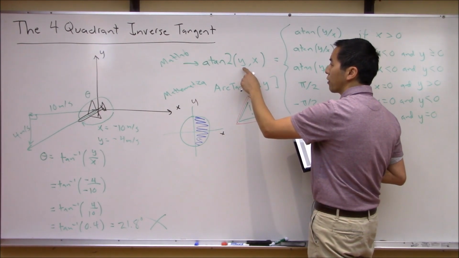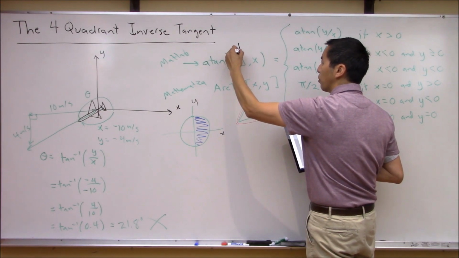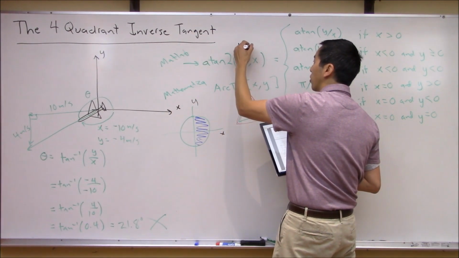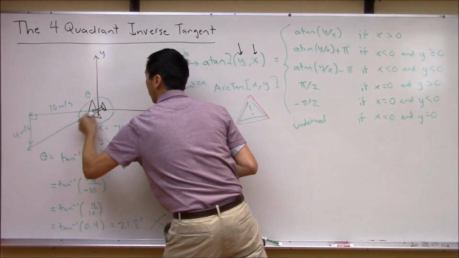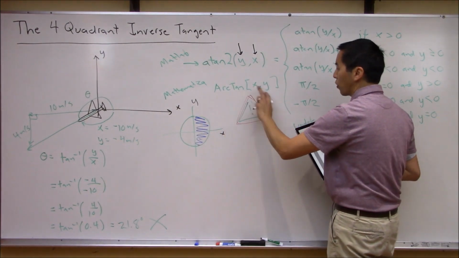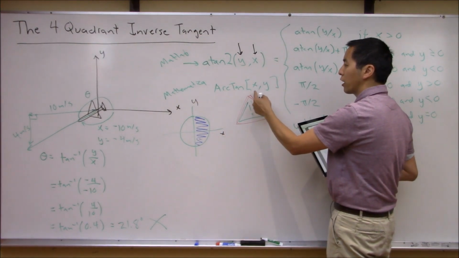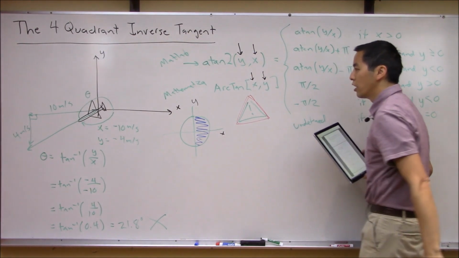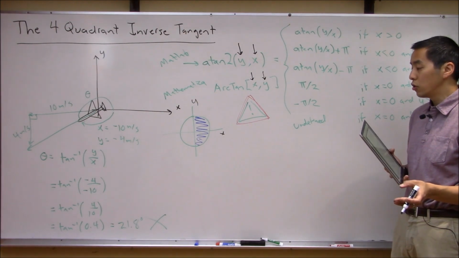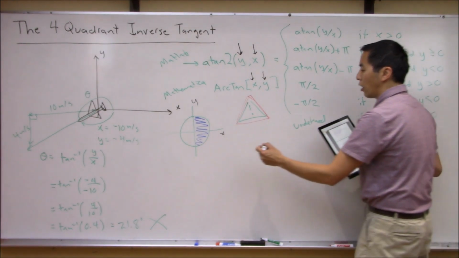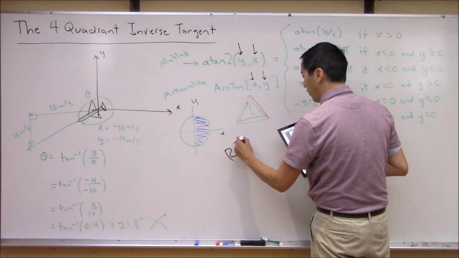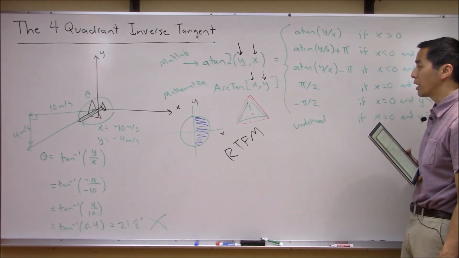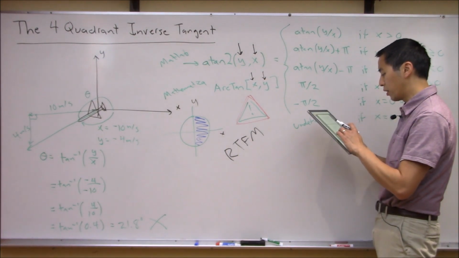MATLAB expects the first input argument to be the y component, and the second input argument to be the x component, right? Mathematica, just to be different, wants it in the exact opposite order. It expects the first input argument to be x and the second input argument to be y, okay? So you just got to be a little bit careful when you do this. Again, read the manual, RTFM, when you're looking at different software packages, and make sure you understand how to call them appropriately.